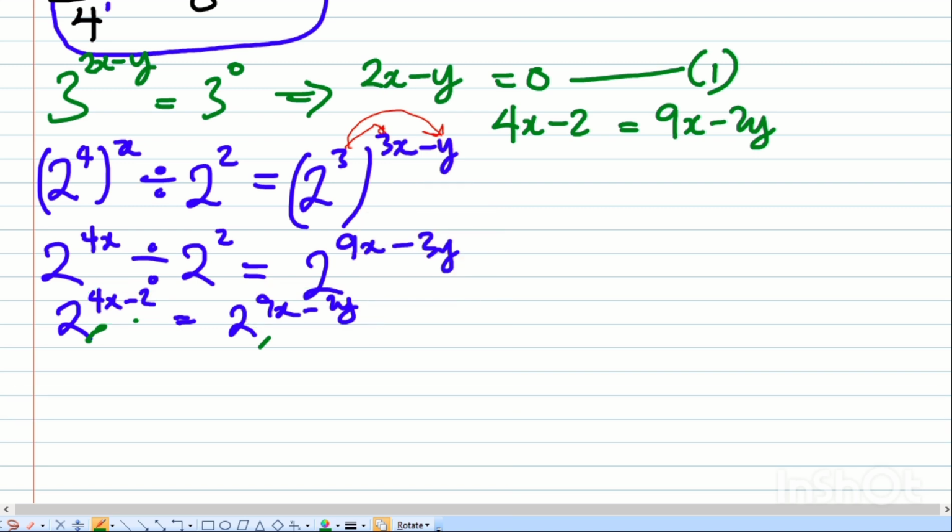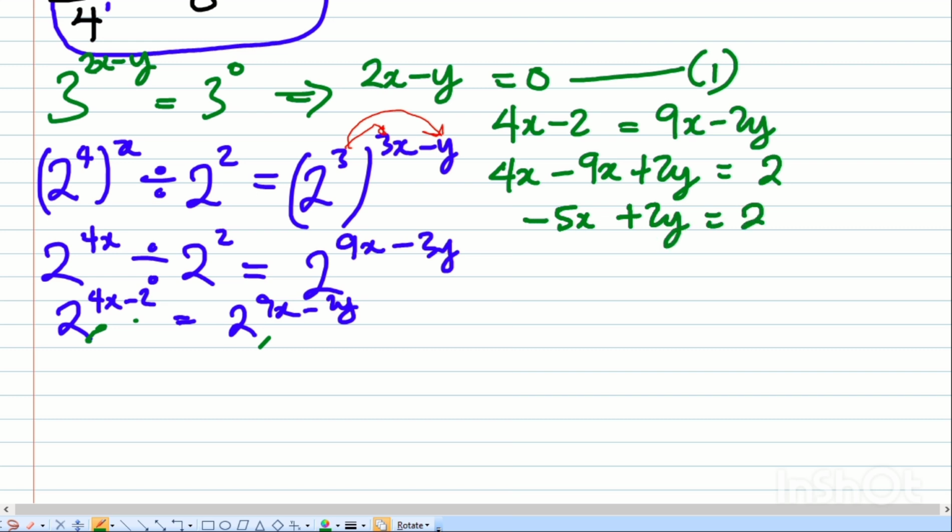So let's solve for x. We have 4x; crossing 9x to the other side, I have negative 9x. Crossing minus 2y becomes plus 2y, and I'll move this negative 2 to the other side, so it becomes positive 2. So the whole of that is equal to 2. 4x minus 9x is minus 5x, plus 2y is equal to 2. So this is my equation 2.